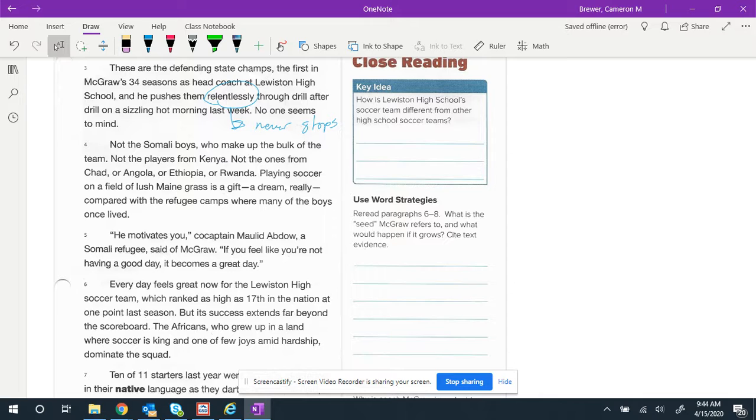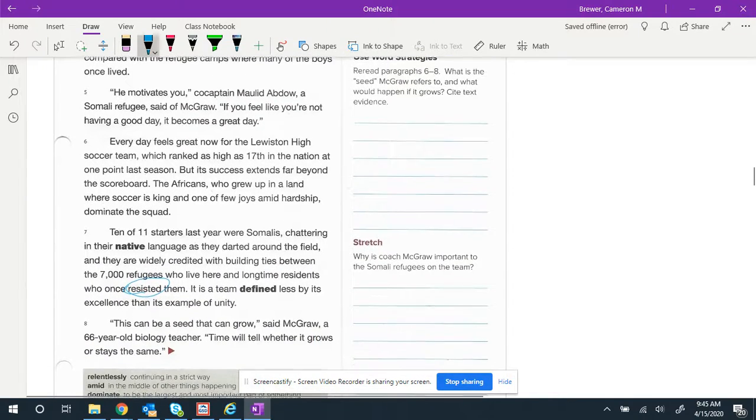Okay. The key idea. How is Lewiston High's soccer team different from other high school soccer teams? Well, we saw that right at the beginning. It is made up of almost all refugees. Okay. Reread paragraphs 6 through 8. What is the seed McGrath refers to, and what would happen if it grows? So one part is finding out what the seed is. The other part is using our thinking, inferring brains to figure out what would happen if it grows. Okay.